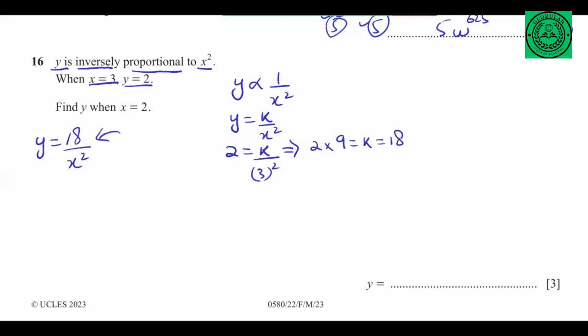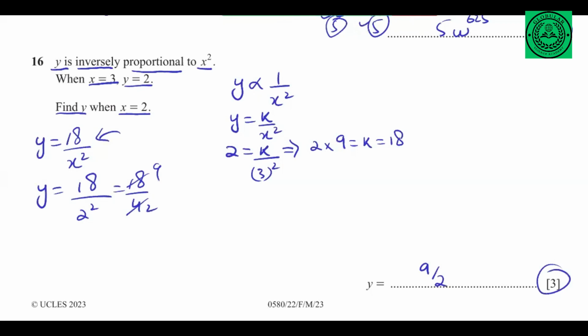Now from this connecting equation, we have to find the value of y when x will be 2. So just substitute 2 for x and we get 2 square, which is equal to 4. So 18 upon 4 gives us 9 upon 2. So y is equal to 9 divided by 2. And this is going to give us 3 marks.